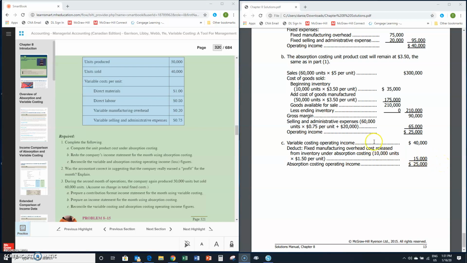So I can't stress enough, this is something that's very likely to show up on assignments or on tests. Start with variable costing income. Look at what happened to inventory to determine if the fixed manufacturing overhead costs need to be added or deducted, and then you will obtain your absorption costing operating income.